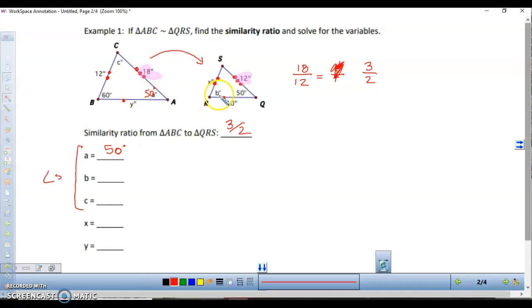So B, I'm looking for B. Now, angle R in my similarity statement corresponds to angle B. So if this is 60 degrees, then so is this. So B is 60. And then finally for C.